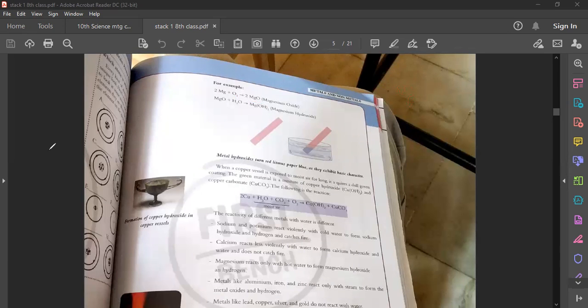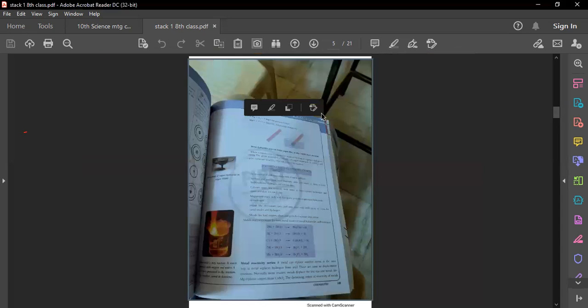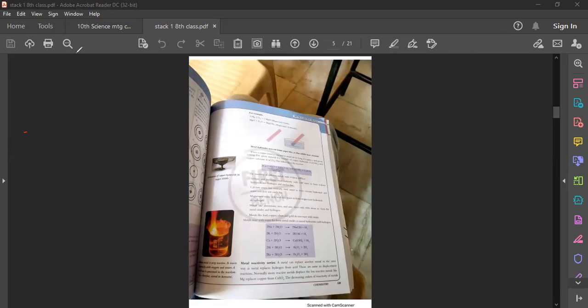Everyone knows about the rusting of iron, yes or no? What is the meaning of rusting of iron? Sir, oxidation or corrosion of iron. Can you tell me the equation part? 4Fe plus 3O2 plus xH2O gives 2Fe2O3.xH2O. Okay, very good.